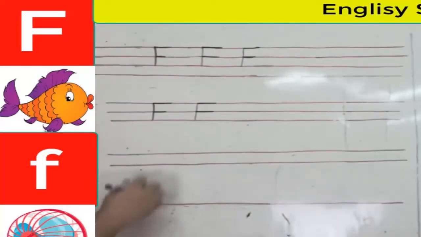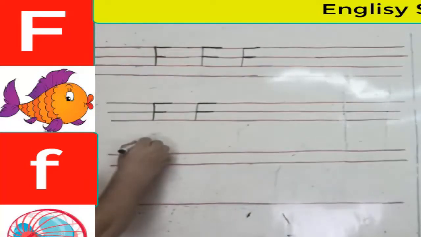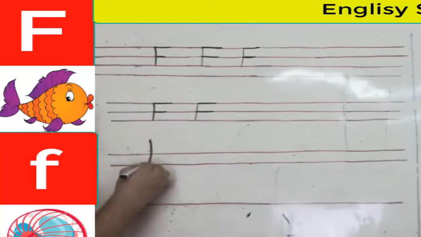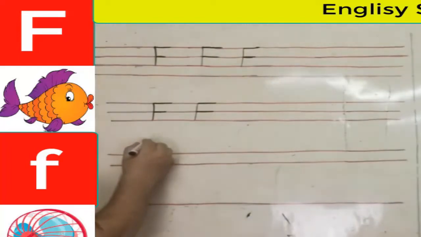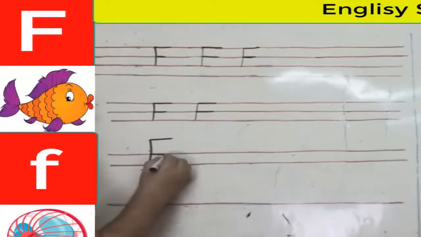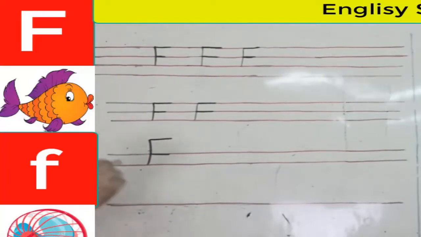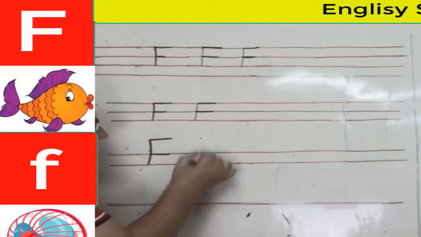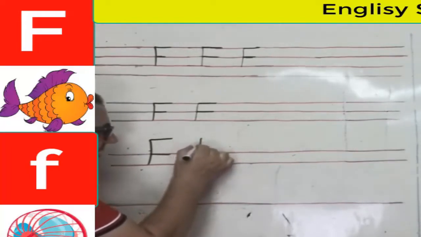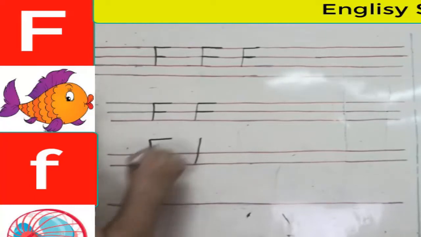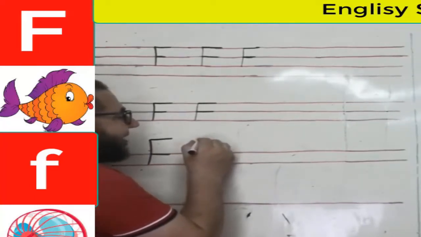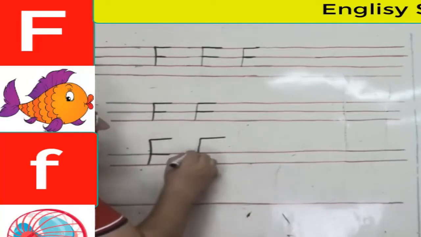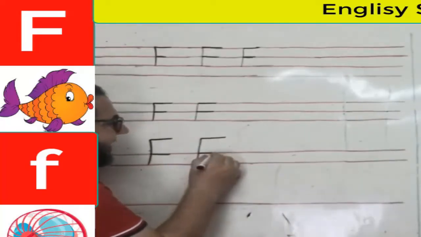So let's see how to write it on the two lines. I say to my child that I start at the top, then go down to the second line. And then at the top, I'll make a sleeping line to the right and another sleeping line on the second line like that. It's F capital. Again, I start at the top, above the two lines, and then go down to the second line like that. And then at the top, I make a sleeping line to the right and another sleeping line to the right on the second line. It's F capital.